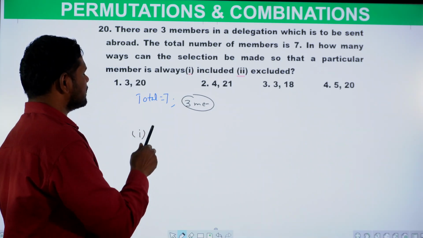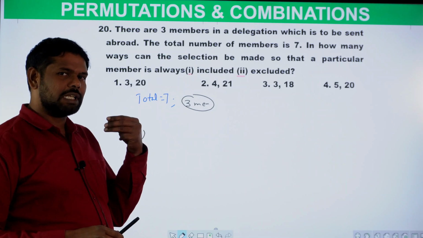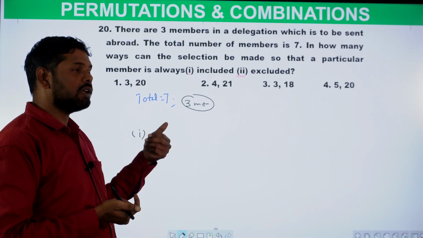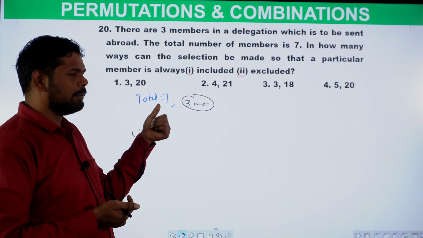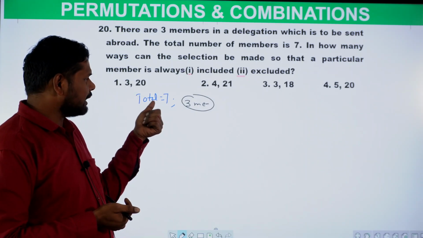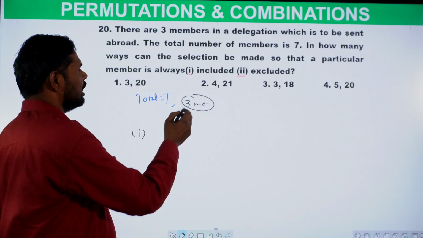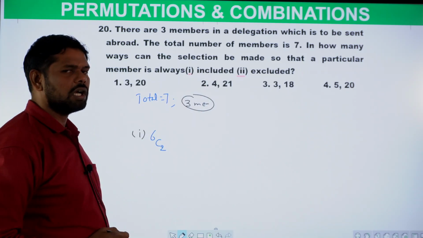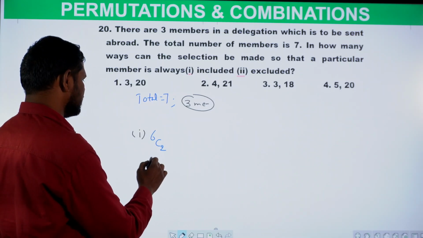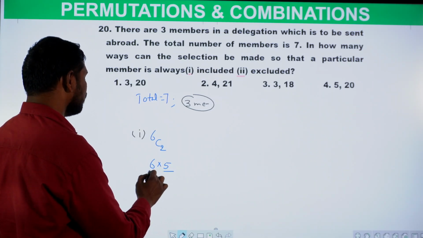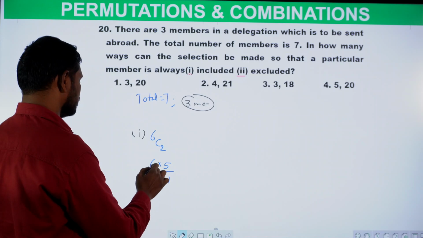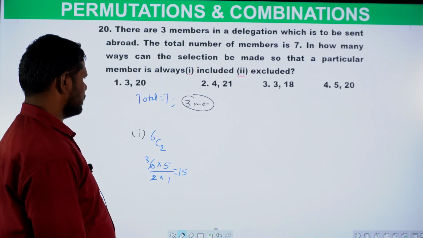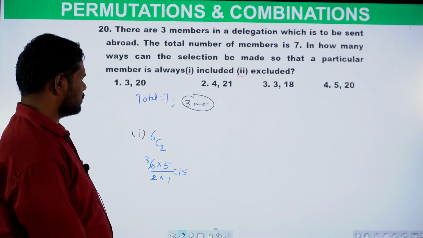So total how many members are there? 7. Already one member was selected, means we need to select the remaining 2 members from the remaining 6. Clear? So already one member is selected, that's why from the remaining 6 we need to select 2 persons. In how many ways? 6C2. 6 into 5 by 2 into 1. 3 1s are 3, 2 3s are 6, so 3 into 5, 15. Okay, 15. Option is not there. Okay, we'll look into it.